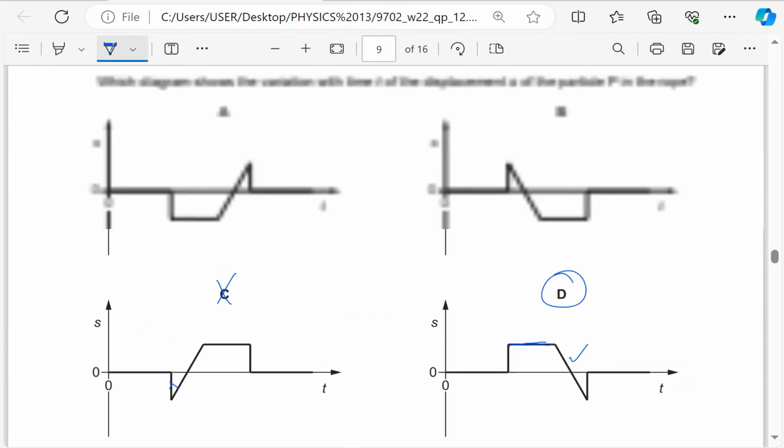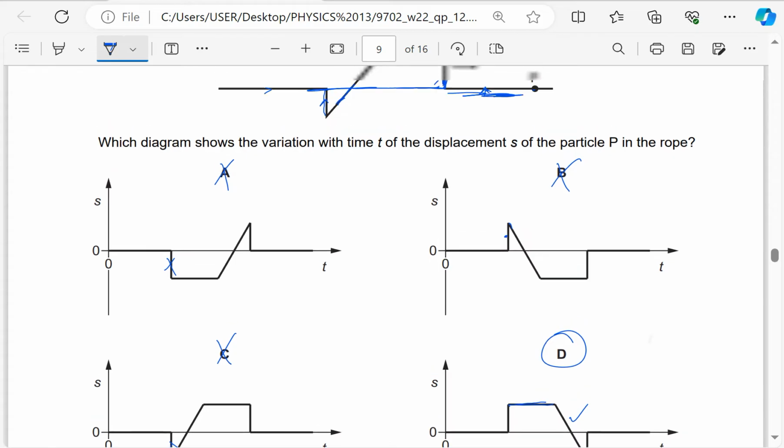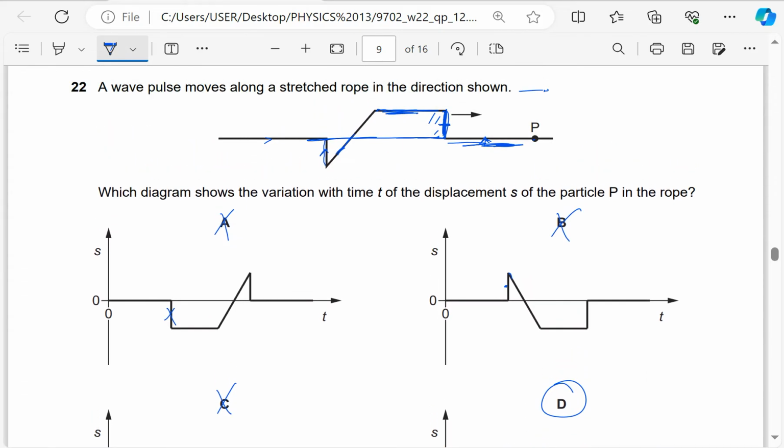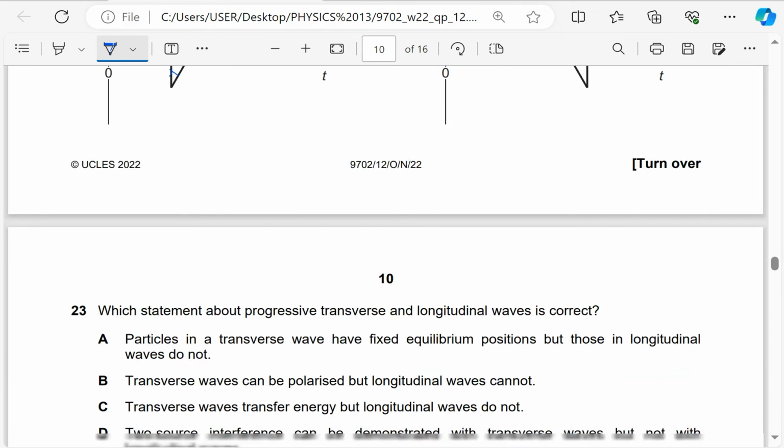In other words, can I call it a reflection? Yes, it is just a reflection. Imagine you put a mirror here. What you see in the mirror here is going to be this one here, I think. So this is what happens to P.